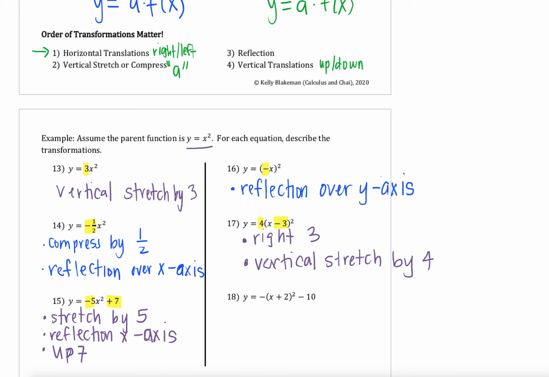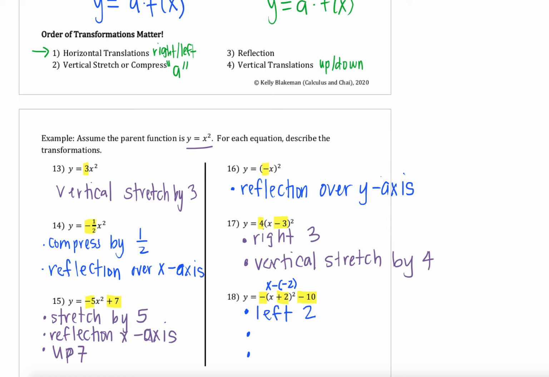Now let's look at example 18. So why don't you guys pause the video and decide on all your transformations for problem 18. So in 18, I see a couple things. We have a negative sign in front, a plus 2 inside the parentheses, as well as that minus 10 outside. So in this case, we're going to have 3. Our first one would come from any horizontal shifts, and that would be that plus 2. Now in this case, remember our formula for horizontal shifts is x minus the number, so we have x minus a negative 2, which tells me that we are actually going to the left 2.